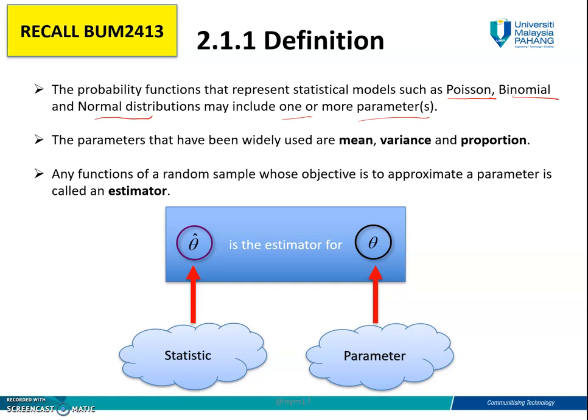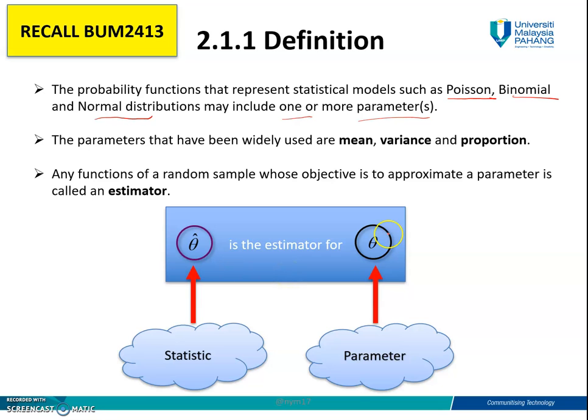If you look at the previous chapters, chapter 1 and chapter 2, there is a table that I want you to remember and look at, of all the common probability density functions. You can see the parameters. The parameters that have been widely used are mean, variance and proportion. But in our case, we have many others, such as shape and scale. So any function of a random sample whose objective is to approximate a parameter is called an estimator. This is the general idea.